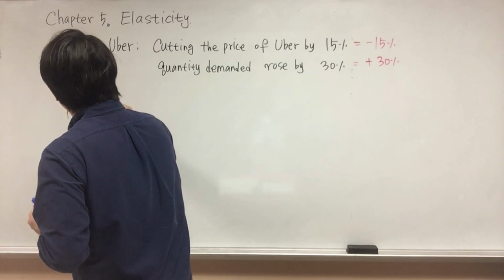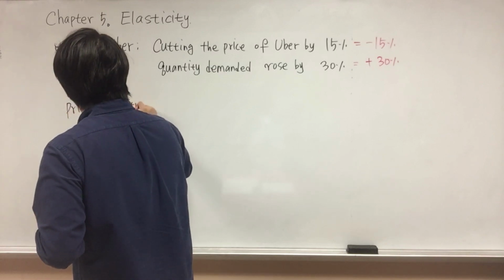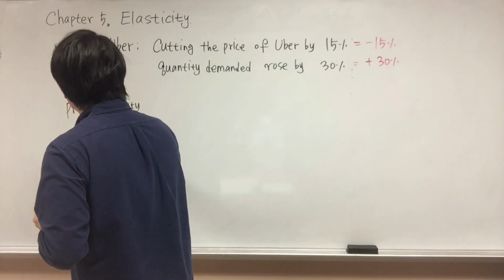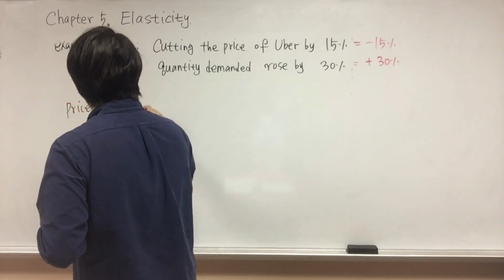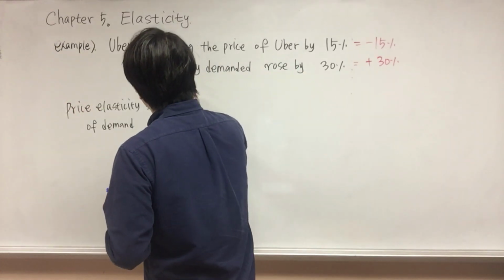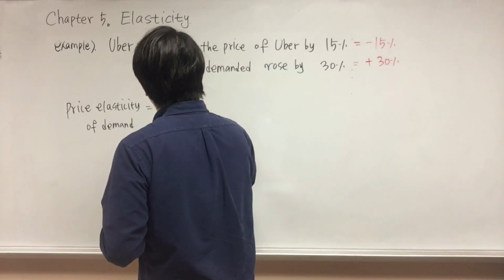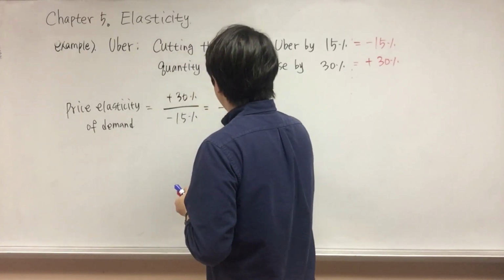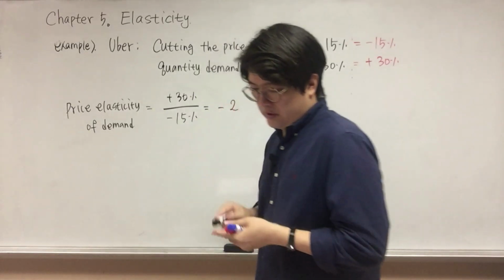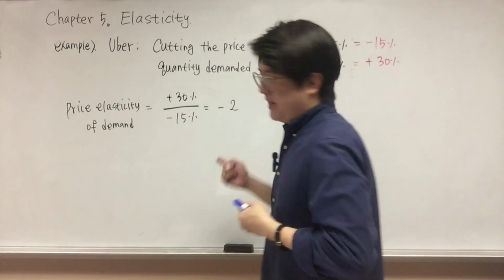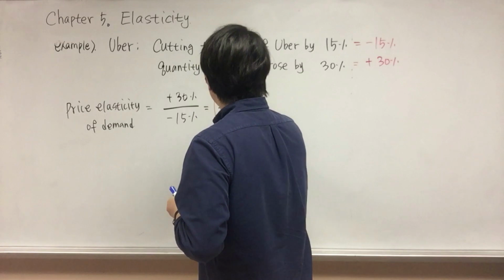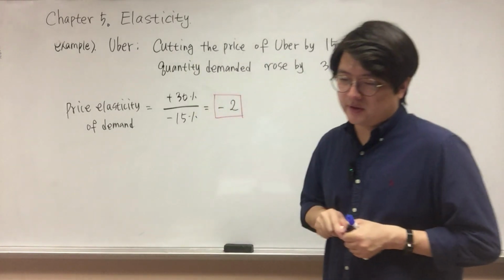Price elasticity of demand is plus 30% divided by minus 50%. So we have minus 2 as the price elasticity of demand, which is a negative value.